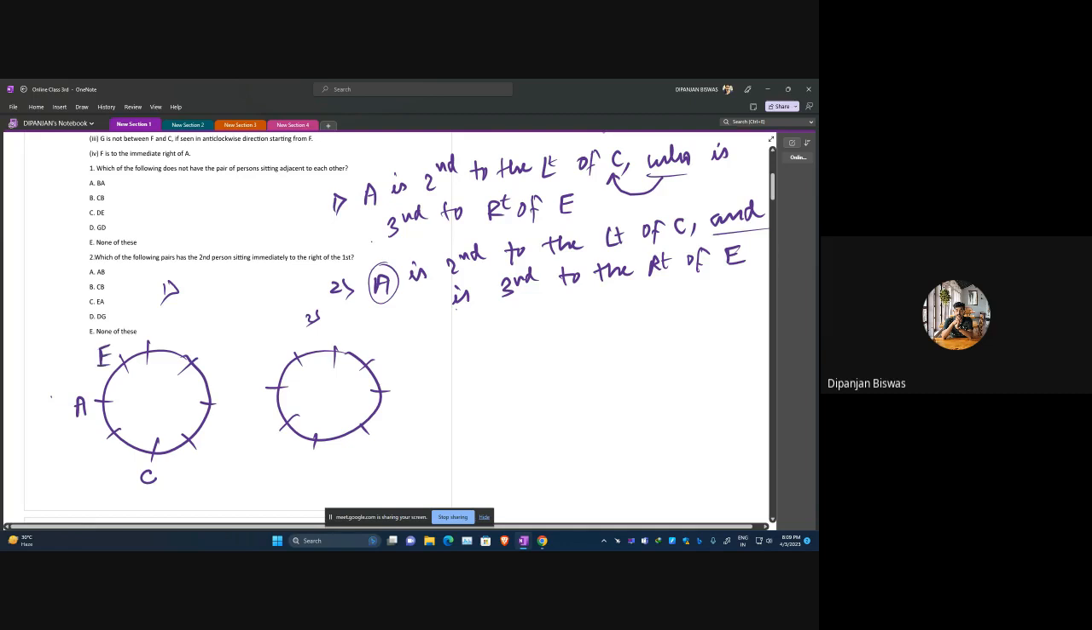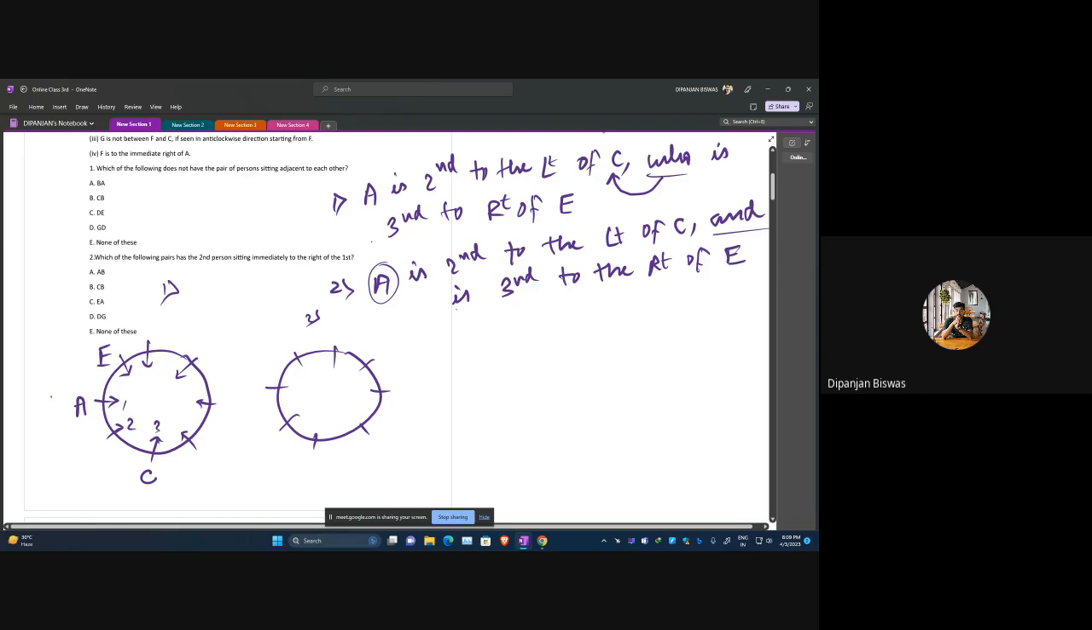So E should be here. And again, everyone is facing inwards. I guess I don't have to repeat again and again. So here you can see C is sitting third to the right of E. Here is 1, 2, and 3. I hope this statement is clear.